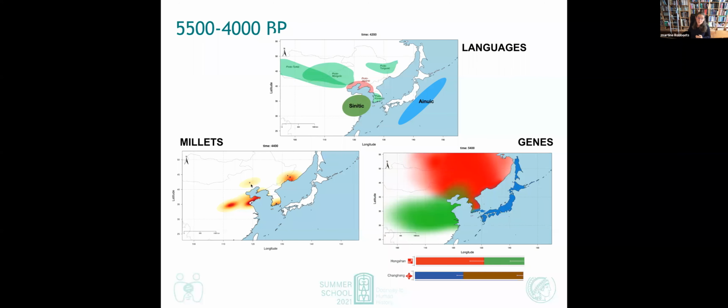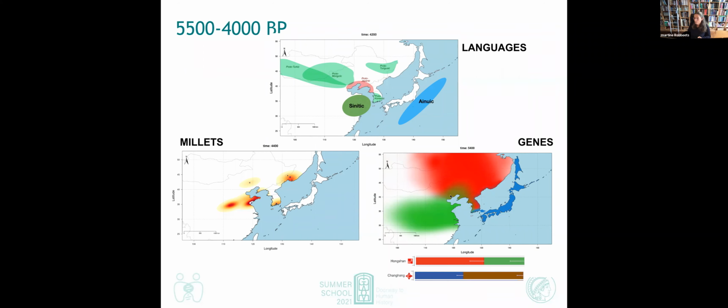We see that first millet agriculture moves over the Liaodong Peninsula to the southern tip of the Korean Peninsula, and that then in the same time, in 4500 BP, it moves to the Russian Far East. So it seems that this Proto-Tungusic language expansion can be associated with the millet expansion, while the Koreanic expansion can also be associated with the earlier millet expansion.